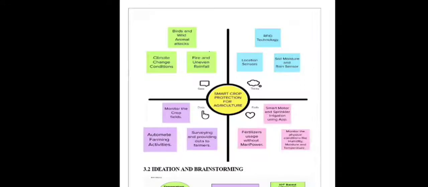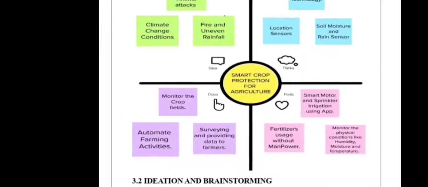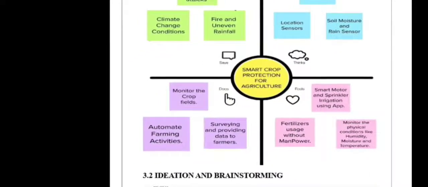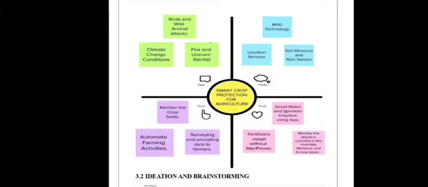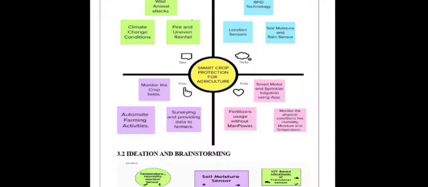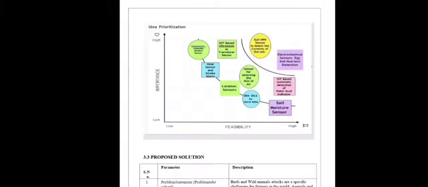The empathy map canvas deals with four quadrants: thinks, feels, says, and does. We also mention the ideation brainstorm. It deals with a 360 degree view of our software, such as temperature and humidity, and how and where to store the data. Next, our idea prioritization is about how feasibility and importance vary from low to high.